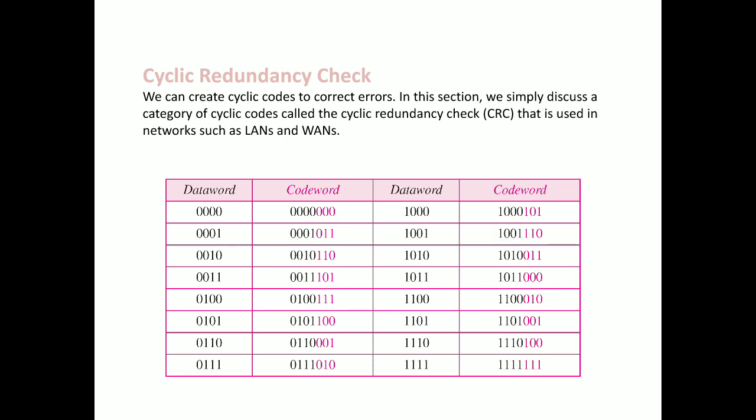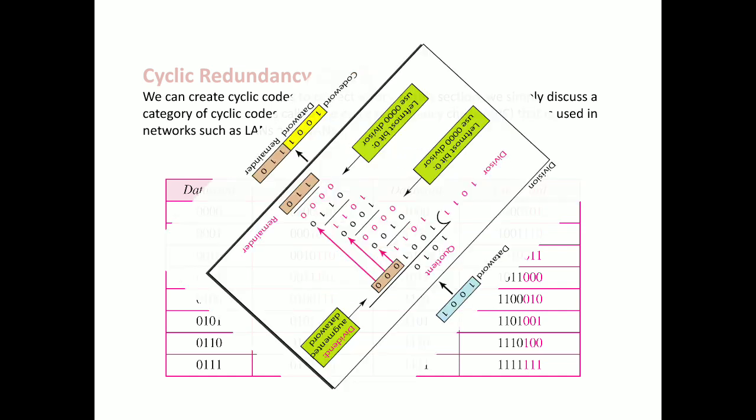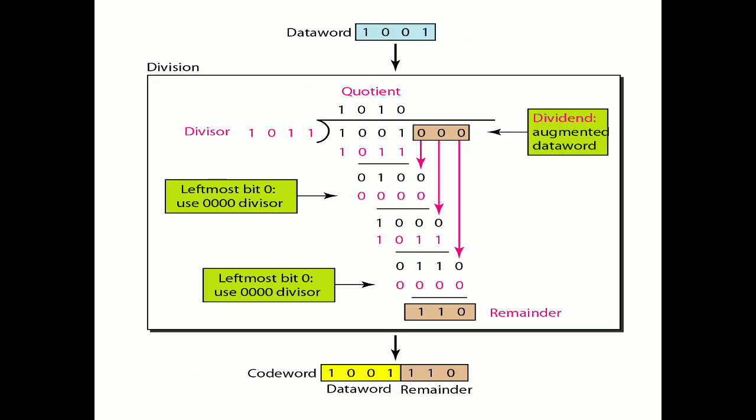And the third topic is the cyclic redundancy check, that is CRC. In CRC, the redundant bits are appended to the end of the unit, so that the resulting data unit becomes exactly divisible. So these are the tables of data word and code word. Now we take an example for data word 1001. So here in this diagram, we have taken a divisor 1011 and 1001 as a dividend.